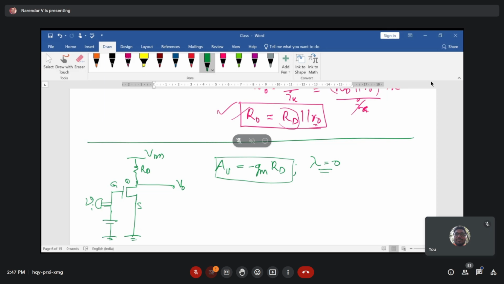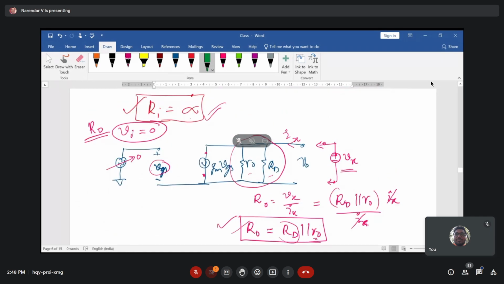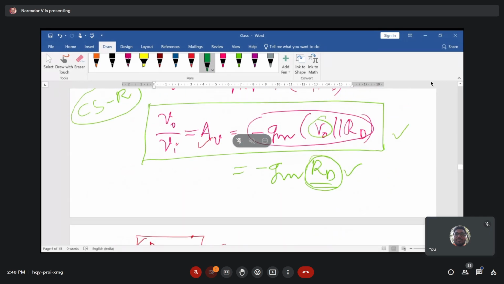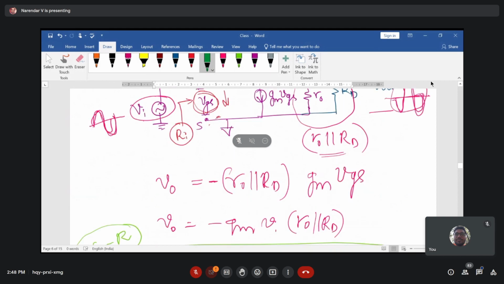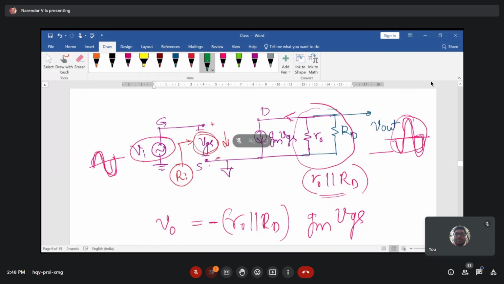Now by looking at this expression, instead of depicting it in a formula, you can make it in the form of a statement for the gain of an amplifier. Let's go back and revisit this one. Here what you can see is minus GM times R naught parallel with RD, where the minus is because of the 180-degree phase shift. This is what you can notice from your small signal model.